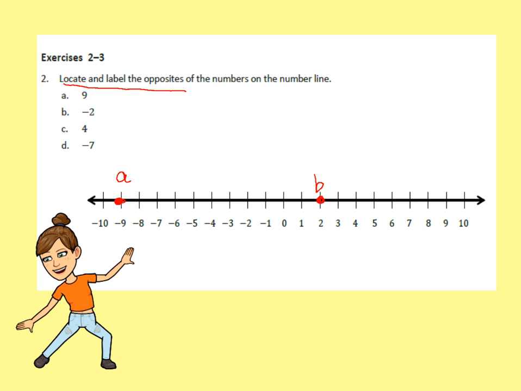I then look at my number 4. What's the opposite of a positive 4? Negative 4. And that is letter C. And my final one is a negative 7. The opposite of negative 7 is positive 7. And that would be letter D.